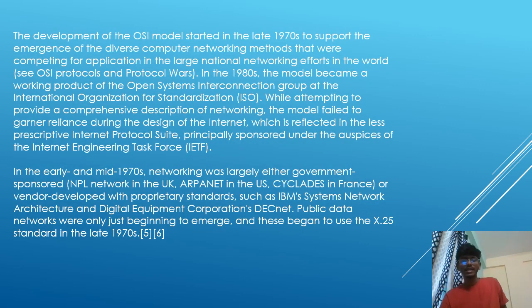In the early and mid 1970s, networking was largely either government sponsored, that means NPL network in the UK, ARPANET in the US, CYCLADES in France, or vendor development with proprietary standards such as IBM's Systems Network Architecture and Digital Equipment Corporation's DECnet. Public data networks were only just beginning to emerge, and these began to use the X.25 standards in the late 1970s.